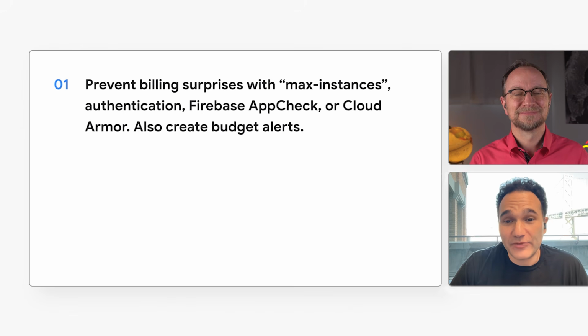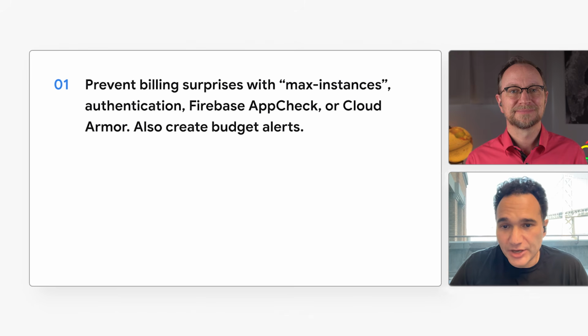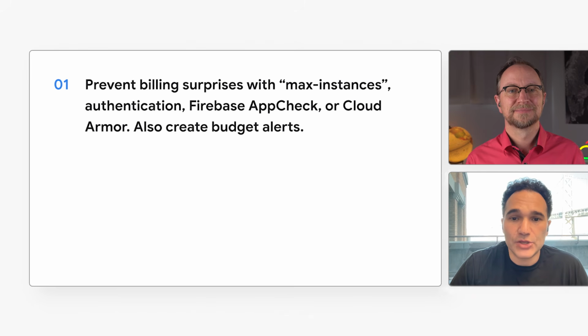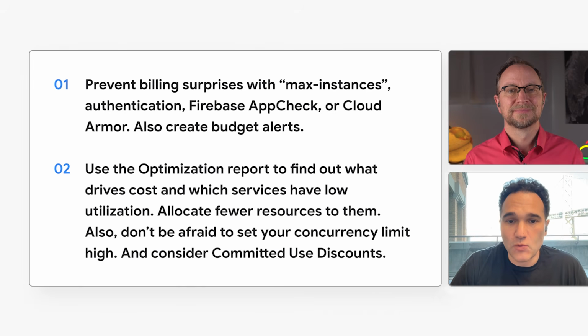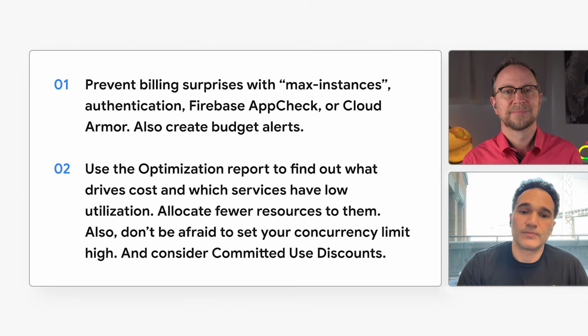All right. That was a lot of useful information. Could you recap it for us, Mitchell? Sure. First, prevent billing surprises with max instances, authentication, Firebase App Check, or Cloud Armor. Also create budget alerts. Second, use the optimization report to find out what drives cost and which services have low utilization. Allocate fewer resources to them. Also, don't be afraid to set your concurrency limit high. And consider using committed use discounts.